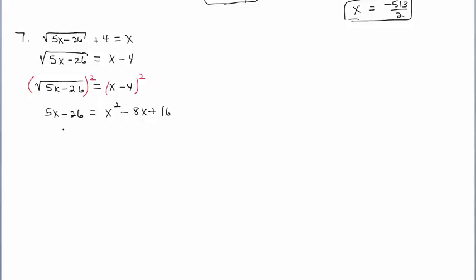All right, so let's zero this side out. So we have x squared over here, but when you subtract a 5x and collect it with negative 8x, that becomes negative 13x. And when I add a 26 to 16, I'm going to get 42.